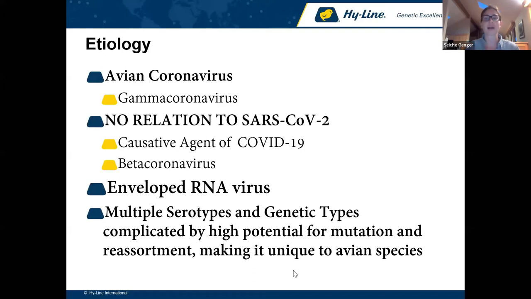To make it easy, we'll just refer to it as bronchitis. This is an enveloped RNA virus, and there are multiple serotypes and genetic types out there, complicated by a really high potential for mutation and reassortment, making it unique to avian species. As far as we know, avian coronaviruses are the ones that have such rapid mutation and change, and that doesn't happen in coronaviruses of other species. So it's a little bit unique in that effect.